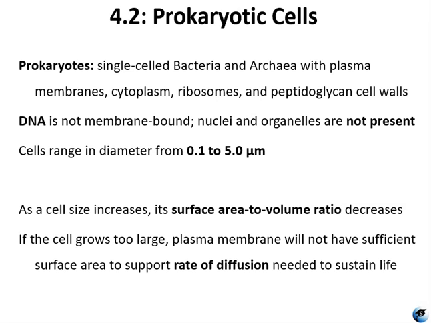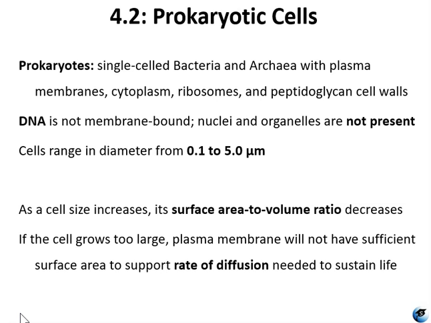We already talked briefly about prokaryotic and eukaryotic cells. We classify the predominantly single-celled bacteria and archaea as prokaryotes. Animal cells, plants, fungi, and protists are all eukaryotes. So what does that mean? Well, prokaryotes are single-celled with a plasma membrane. They have cytoplasm, ribosomes, and peptidoglycan cell walls. Their DNA is not membrane-bound, and they have no nuclei and no organelles.